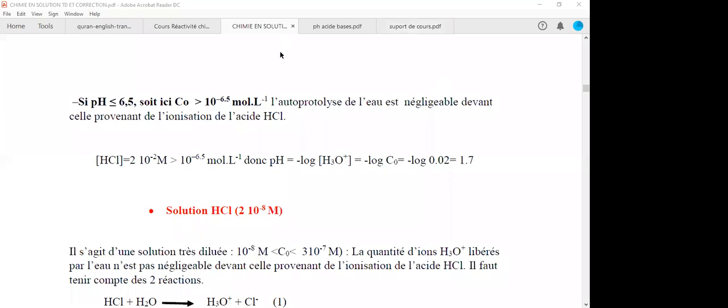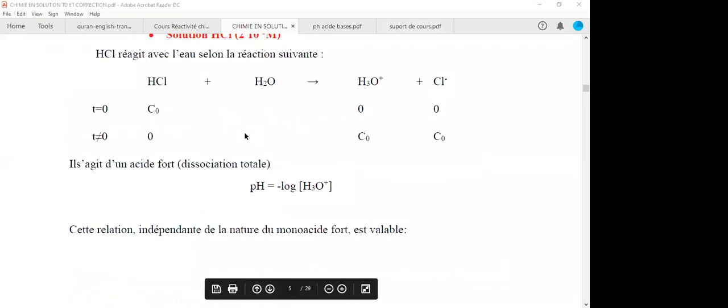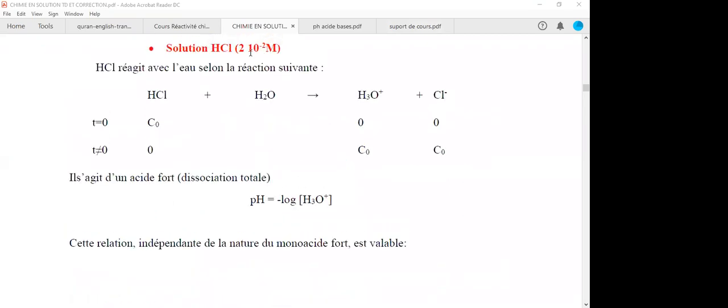Oh, so that 2 times 10 to the power negative 2, it was given in the question? Yeah, it was given as the concentration here. Oh, okay. It's clear then.